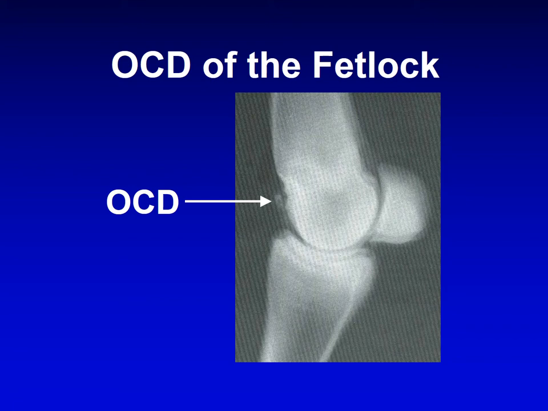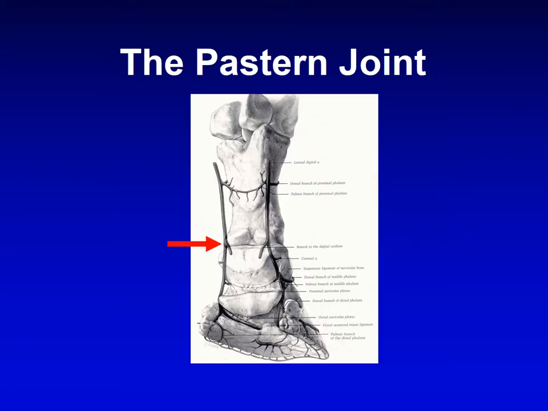Now we're going to go to the pastern joint. So the pastern joint, as I mentioned earlier, is an articulation between P1, or the long pastern bone, and P2, the short pastern bone. This is the joint right here. And there are a couple of clinical cases that are associated with this joint, and these are called high and low ring bone. It's basically bone formation, new bone formation.